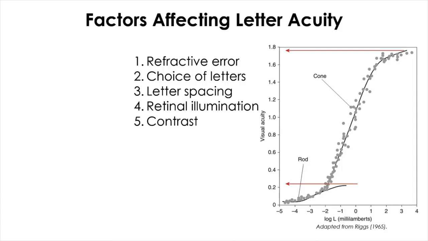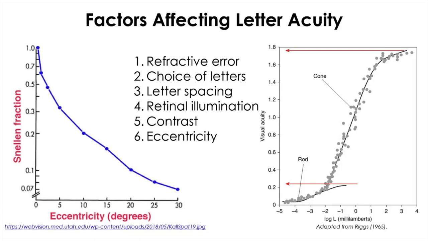The contrast also affects the letter acuity, which falls as contrast is lowered. And finally, the eccentricity. Visual acuity falls quite rapidly, as you can see from this graph. The visual acuity actually falls exponentially with increasing eccentricity. The letter acuity is almost twice as bad as the foveal value at 2 degrees of eccentricity.